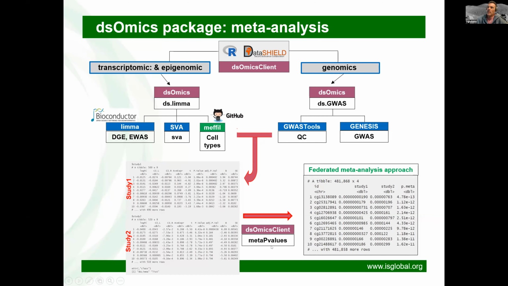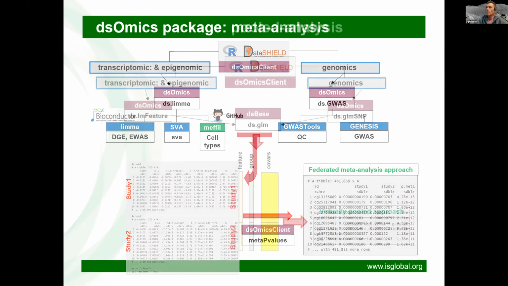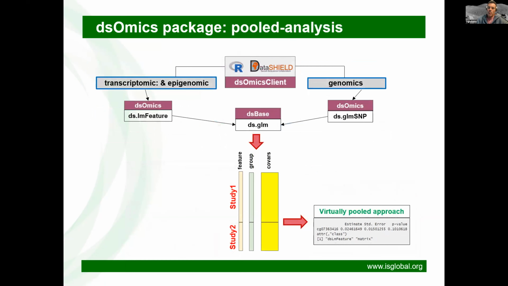We created this meta p-value function because in transcriptomics, people are meta-analyzing the p-values, not the beta values as in GWAS. But of course, we also created a function called meta p-values that implements fixed and random effect models. And we can also run pooled analysis using this dsGLM SNP.